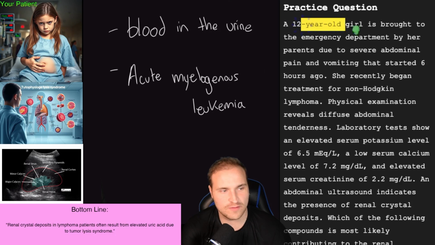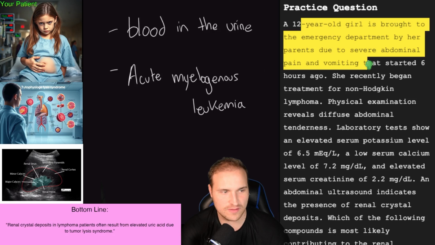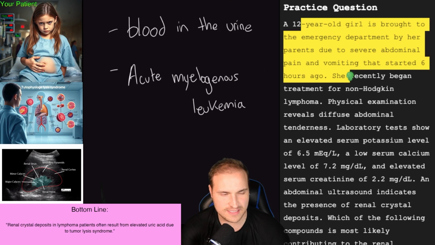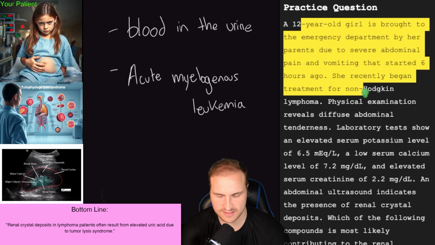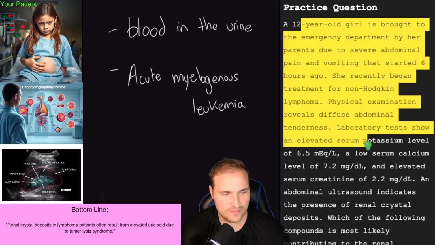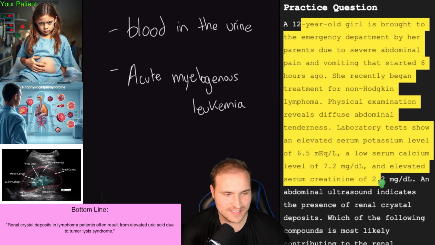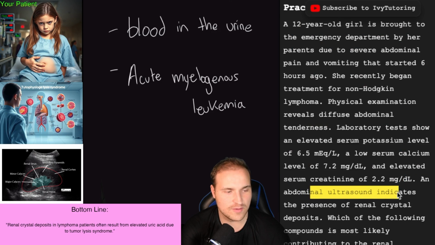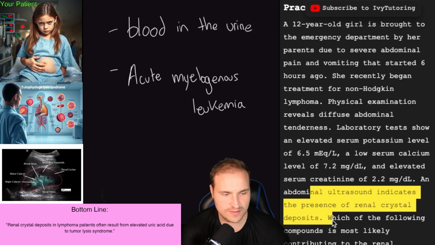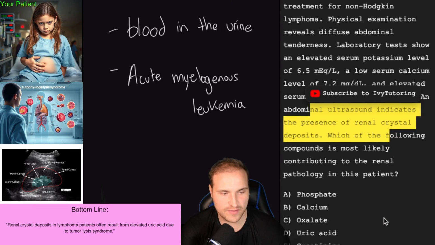In this question, a 12-year-old girl is brought to the emergency department by her parents due to severe abdominal pain and vomiting that started 6 hours ago. She recently began treatment for non-Hodgkin's lymphoma. Physical exam reveals diffuse abdominal tenderness. Lab tests show an elevated serum potassium level of 6.5, a low serum calcium level of 7.2, and an elevated serum creatinine of 2.2. An abdominal ultrasound indicates the presence of renal crystal deposits. Which of the following compounds most likely contributes to this renal pathology in this patient?